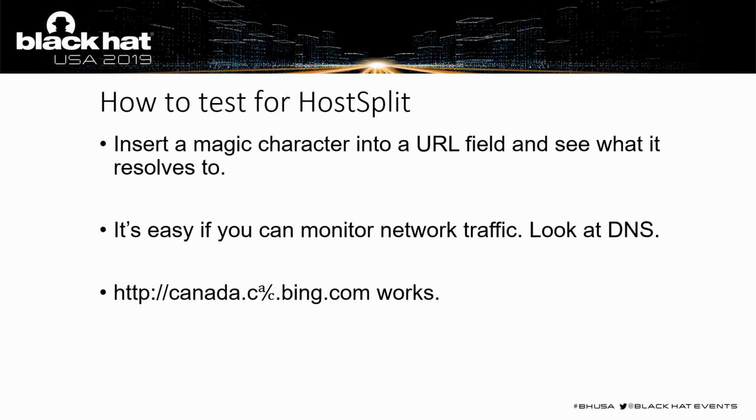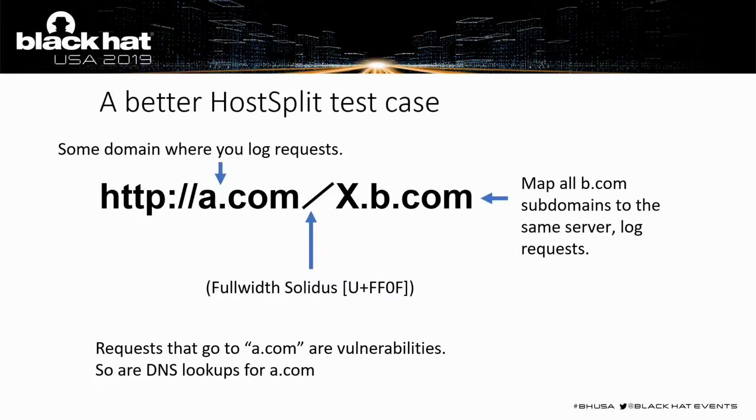If you can't monitor network traffic, though, there's a somewhat more complicated test case that you can use. What you can do is register a couple of domains, and here I'll call them a.com and b.com. For b.com, you'll make a DNS wildcard record that says all subdomains of b.com go to the same server. And then for both a.com and b.com, you'll set up servers that will just record all the network traffic that goes to them. Then you'll give a URL like this to the thing you're trying to test. Say it's someone else's web service, where it's a.com and then a full width solidus and then x.b.com.